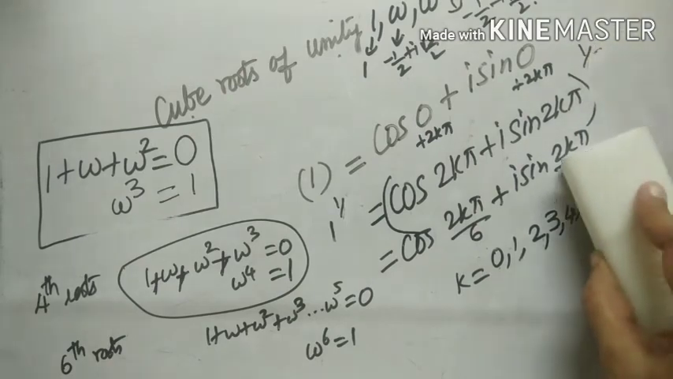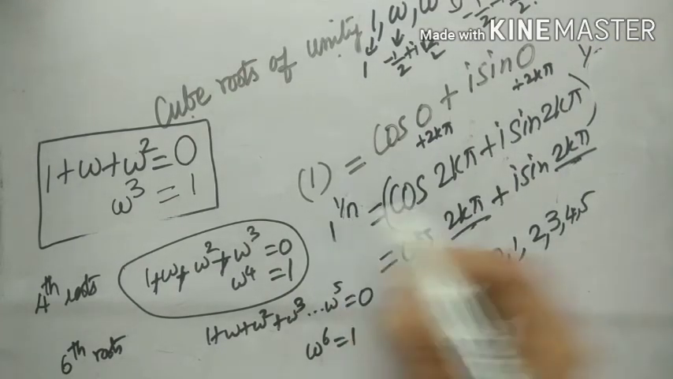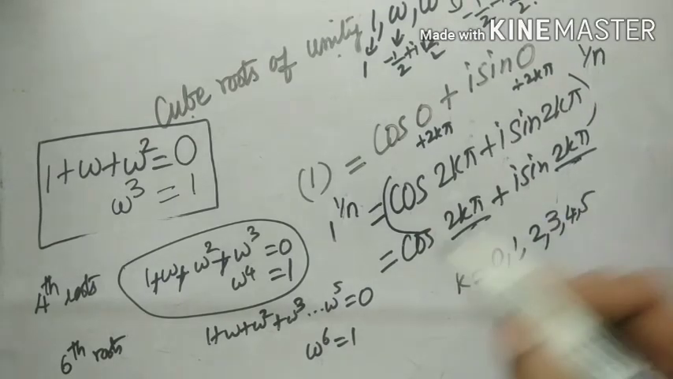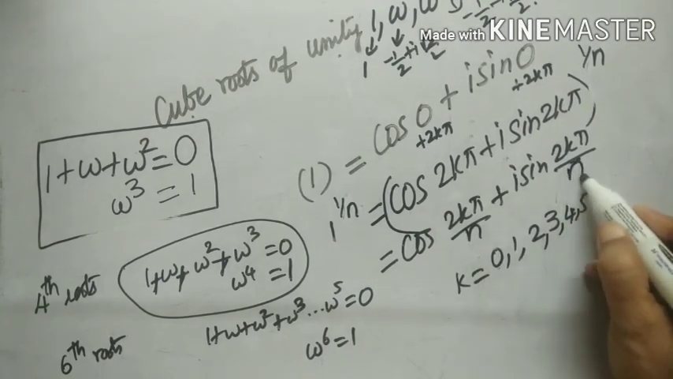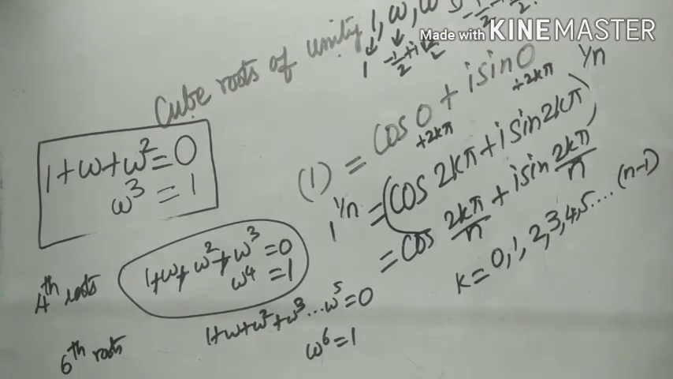Now we are going to generalize. Instead of 6, I am going to put n. So the whole power n means it becomes nth root of unity. In that case, the value goes up to n minus 1. So cube roots means 3 answers. 4th roots means 4 answers. 6th roots means 6 answers. And nth root means n answers.